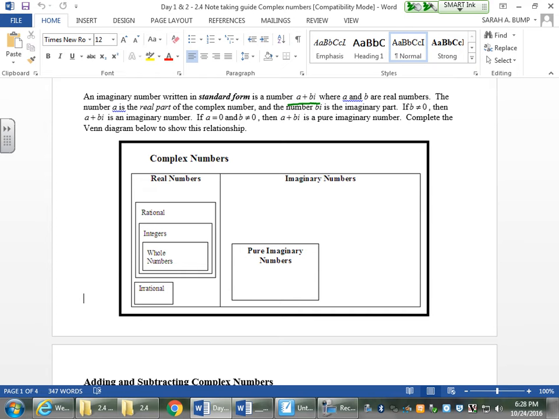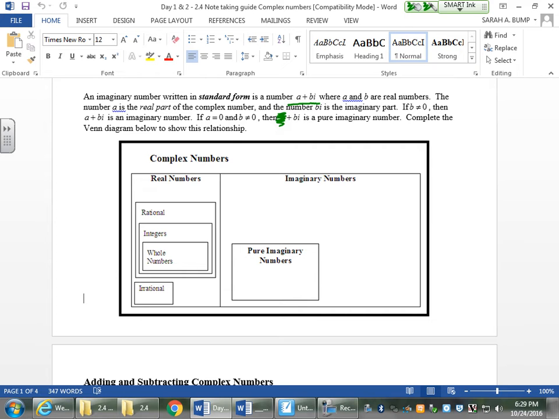If the b value is not equal to 0, then a plus bi is considered an imaginary number. Anything you see with an i in it is considered an imaginary number, part of this complex number system. If a equals 0, so imagine covering up the a, and all you're left with is bi, then that would be considered a pure imaginary number.